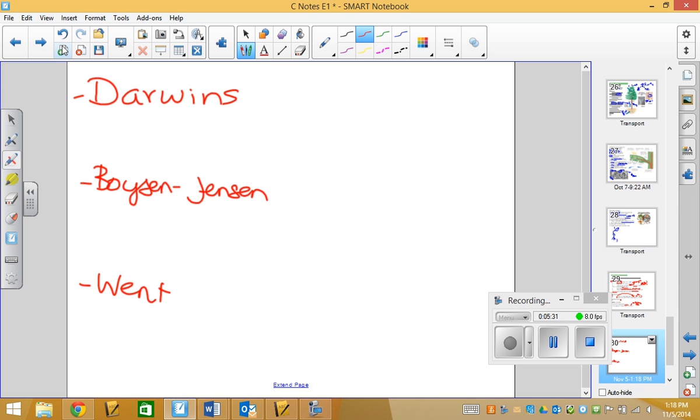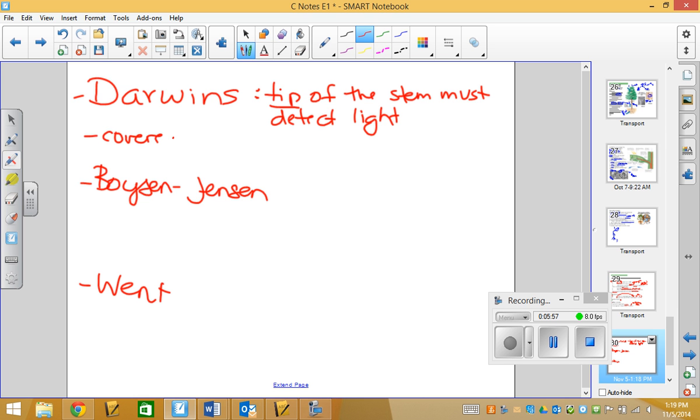The Darwins, which is actually Charles Darwin and his son, were the ones who discovered that the tip of the stem must detect light. That is what they discovered. So that is their big contribution. Now, how did they do that? They did some experiments where they covered or cut the tip to prove that if the tip could sense light, the plant would go towards the light. And if it could not, the plant would not.